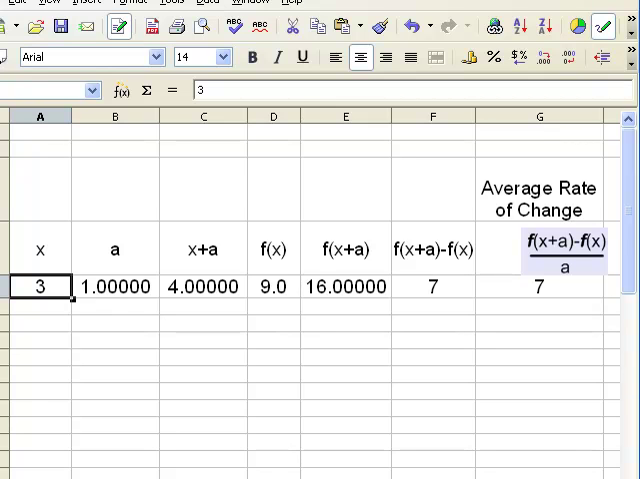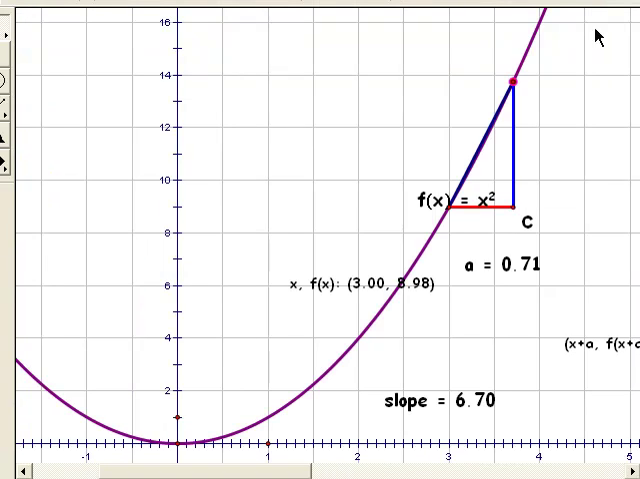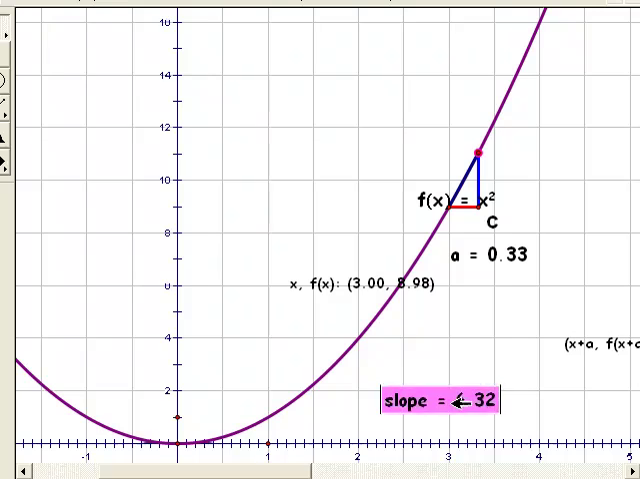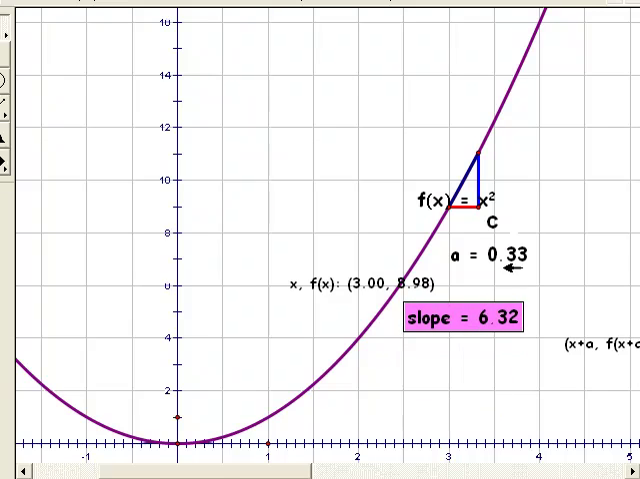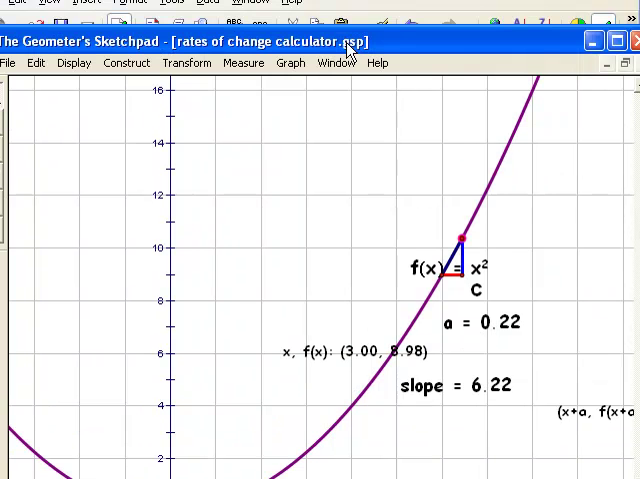So graphically, if you were to visualize it that way, what we're doing is bringing the 2 points closer and closer together by shrinking our a value, and we're going to be getting closer and closer to an instantaneous rate of change when x equals 3. So we're calculating what is pretty much the tangent slope.